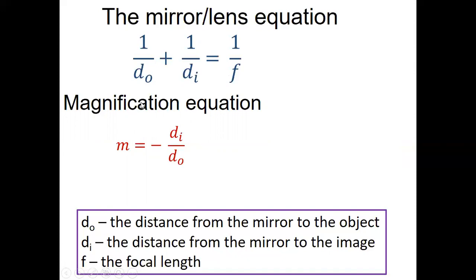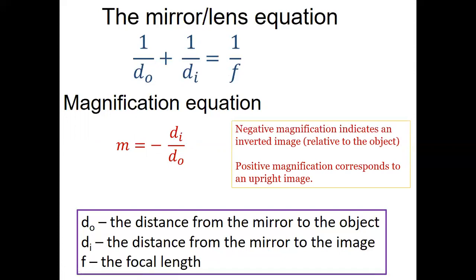Then the magnification equation is m equals minus di over d naught. Di, again, is the distance from the mirror to the image, and d naught is the focal length. Okay. Now here we see a negative sign. So if we end up getting a negative magnification, that means the mirror or the lens is providing an inverted image relative to the object, an upside down image, right? And if we get a positive value for the magnification, then it corresponds to an upright image.